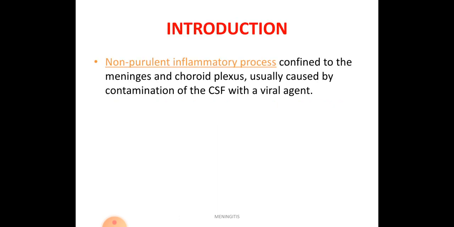Now, aseptic meningitis, that is the second type of meningitis. Till now we learned about bacterial meningitis. Now we are learning viral meningitis. It is also known as aseptic meningitis. Let us start with the introduction. It is a non-purulent inflammatory process confined, that is restricted, to the meninges and choroid plexus only, usually caused by contamination, that is infection, of the CSF with a viral agent. So aseptic meningitis is by a viral agent.